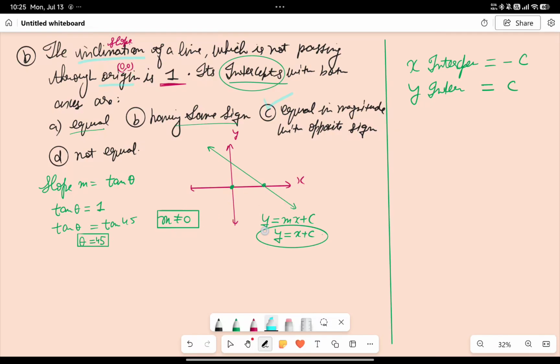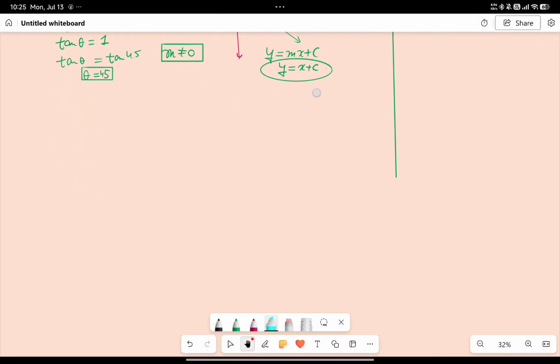So you know that the intercept form is y is equal to mx plus c. If I put m as 1, I get y is equal to x plus c. In this equation, if I find the x-intercept, that must be minus c. But if I find the y-intercept, that is c. So one is positive, one is negative, but both have the same magnitude c. So the option is equal in magnitude with opposite sign. Hope you understood this question. Now move to the next.